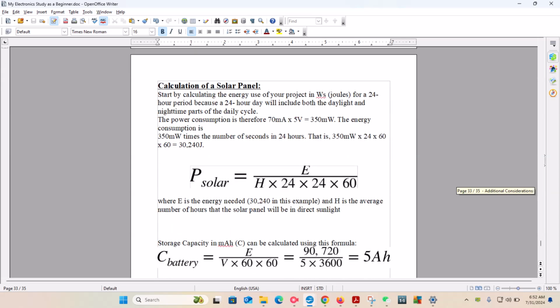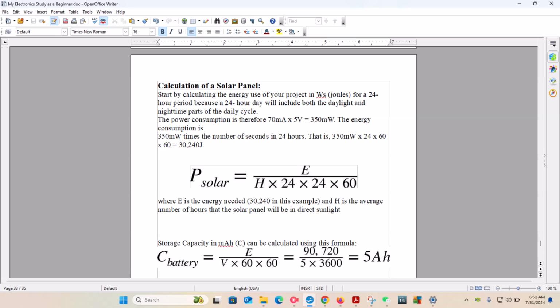Now, the calculation of a solar panel is described by the following. You start by calculating the energy use of your project, in this case capital W subscript S, in terms of joules for a 24-hour period, because a 24-hour day will include both the daylight and the nighttime parts of the daily cycle. The power consumption, therefore, is 70 milliamps times 5 volts, which is 350 milliwatts.